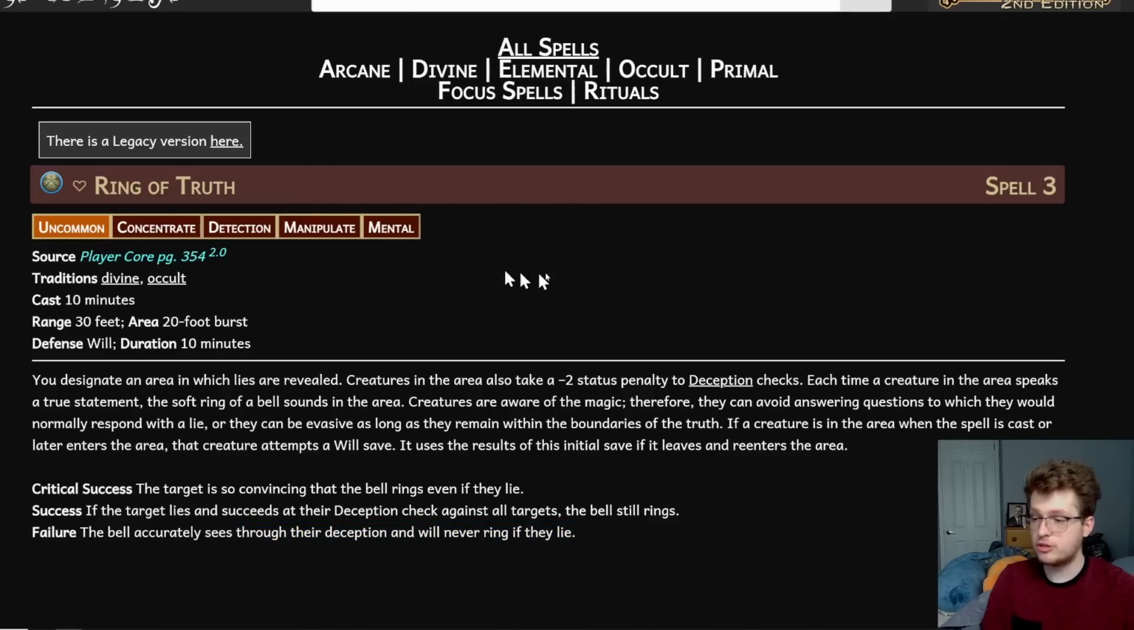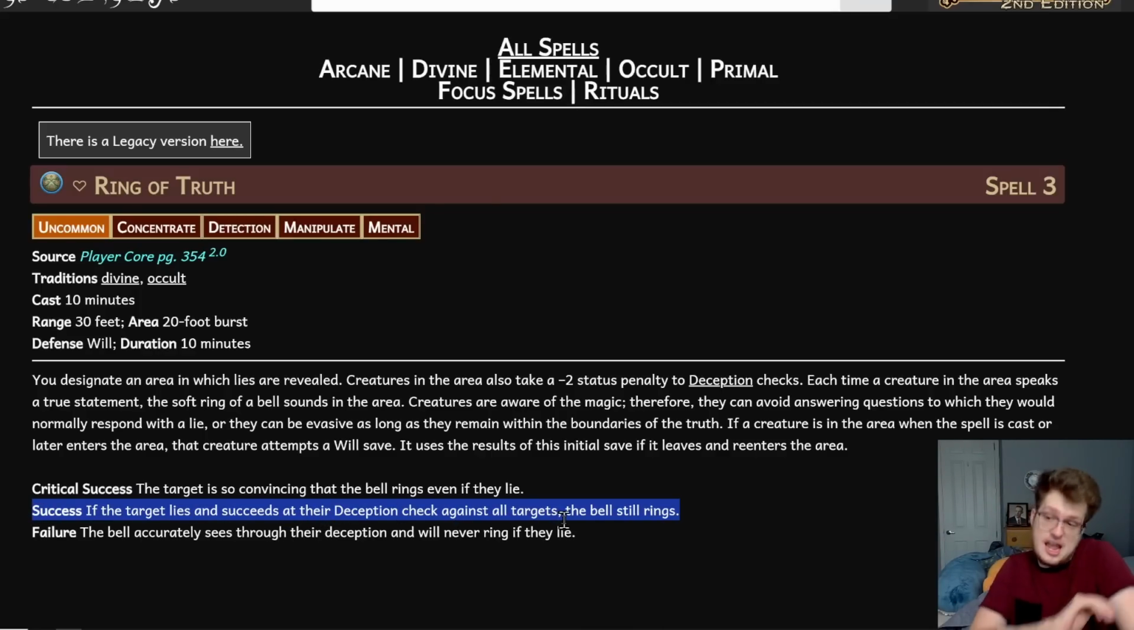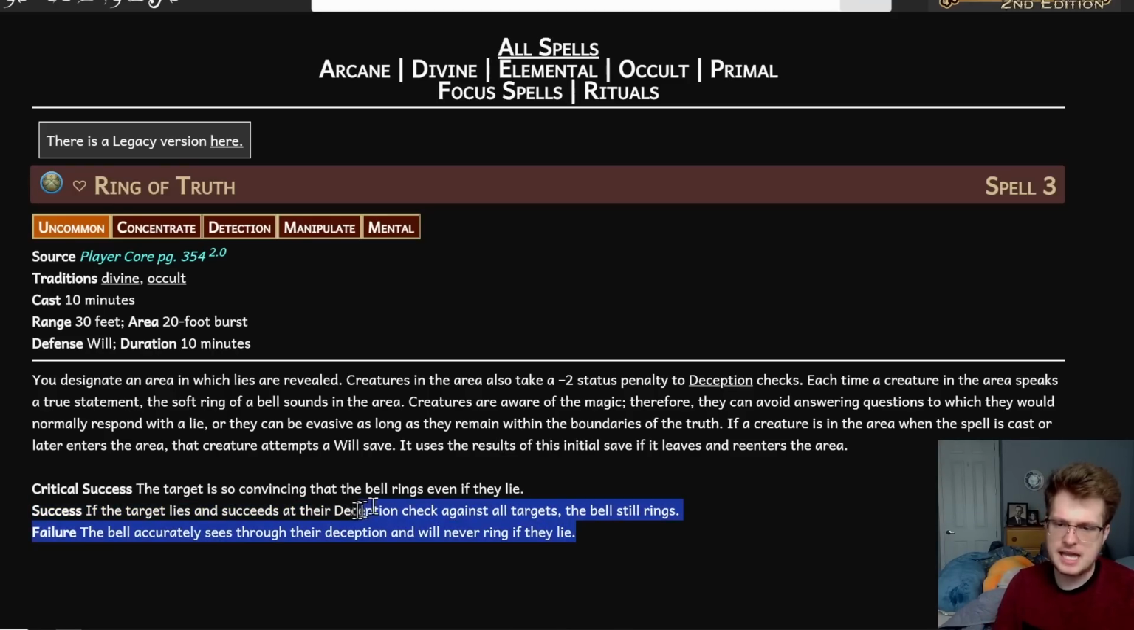Now, Ring of Truth does actually have more limits than the 5e version. If the target is lying and succeeds at their Deception check against everybody, going completely undetected, and everybody believes them, the bell will still ring, so you can make it so that they'd fail the Ring of Truth. So it's not a complete catch-all.